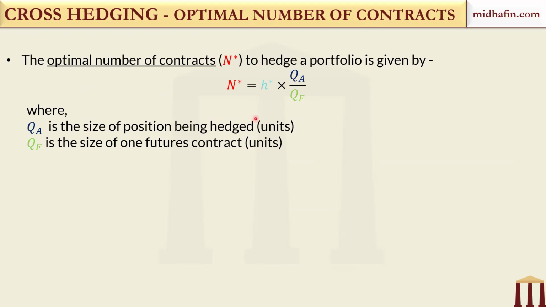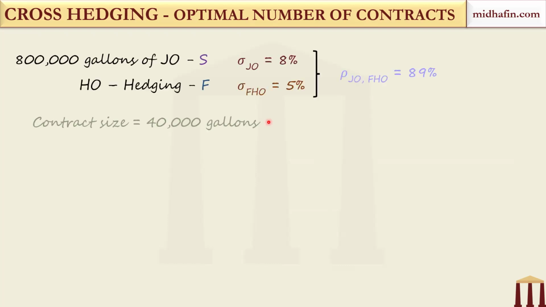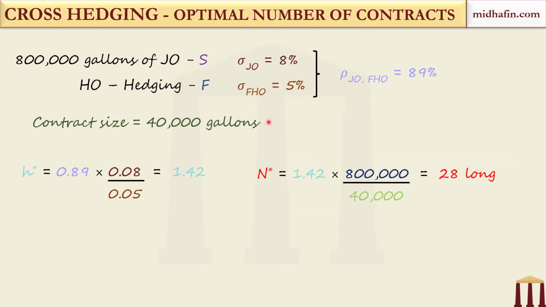QA is the size of the position being hedged in units, how many gallons you have to hedge, and QF is the size of one futures contract. So you have to hedge 800,000 gallons, and H star is 1.42. How much are you getting? Okay, 28 long, correct. Since you are getting 28.48, you might also be tempted to say 29. Even 29 is okay; both answers will be correct.